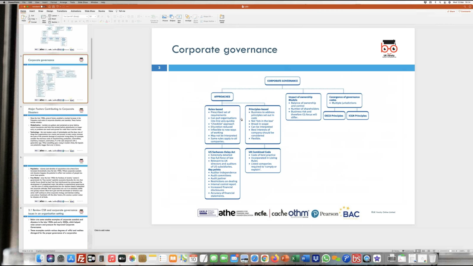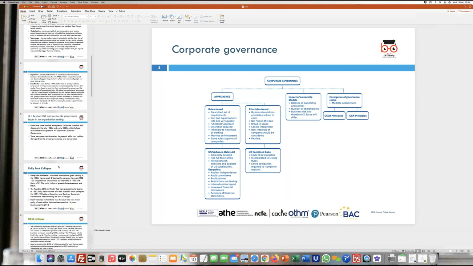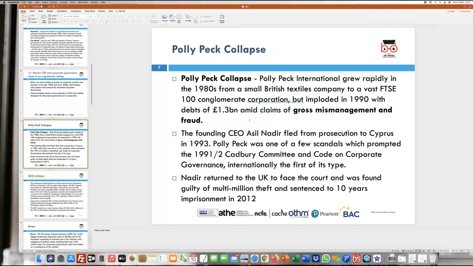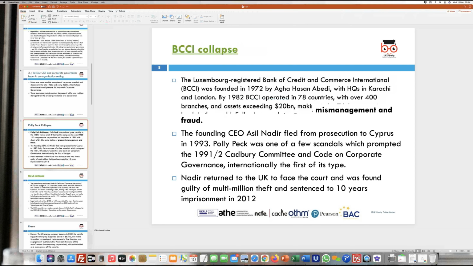When we talk about corporate governance, we look at lots of different types of principles and rules which have been laid out depending on which geography we are looking at. So if we take this example and review the CSR and corporate governance policy and why the company actually failed, the reasons are gross mismanagement or appropriation of funds, and fraud, which is embezzlement of the company's assets and money by the founding director and CEO of the organization.